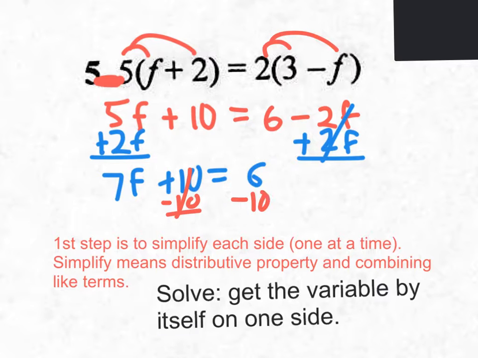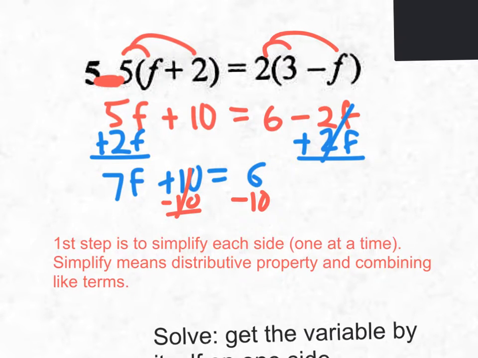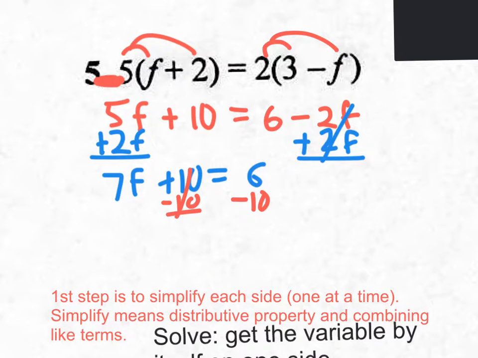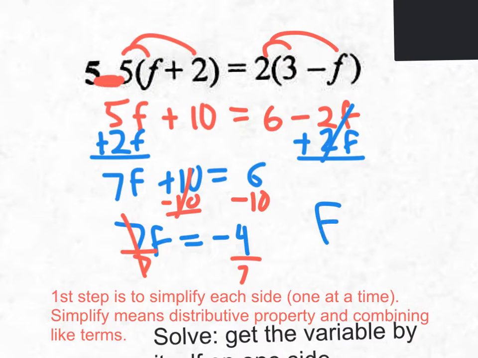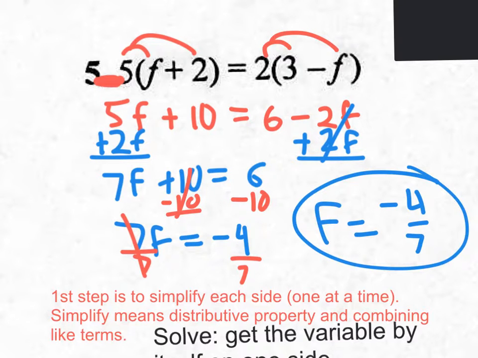Cancel, subtract 10. We're going to end up with 7f is equal to negative 4. Because 6 take away 10 is negative 4. Now, what's our final step here? Divide by 7. Could we divide negative 4 by 7? No, but notice we satisfied our goal to get f by itself. The 7's canceled, f is by itself. That's all we want. So that's our actual answer. F equals, and you just leave it, negative 4 over 7. F equals negative 4 over 7.